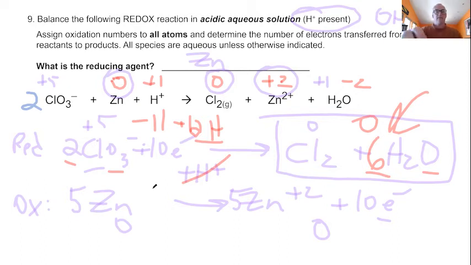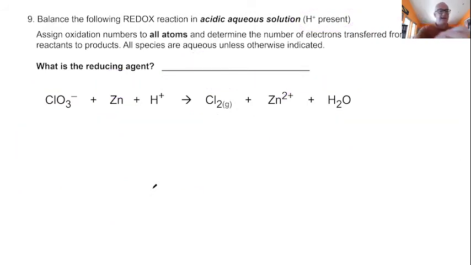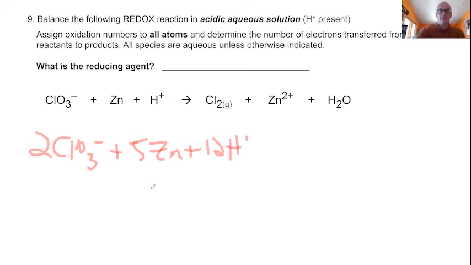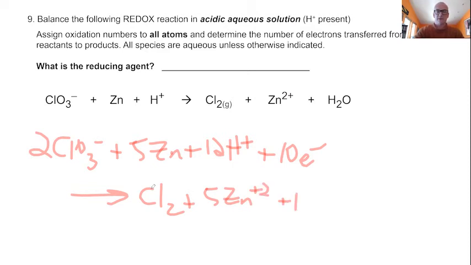So let me write the whole thing. The whole thing is 2 chlorate ions plus 5 zinc plus 12 protons plus 10 electrons make 1 chlorine plus 5 zincs plus 10 electrons plus 6 waters. That's the whole thing.